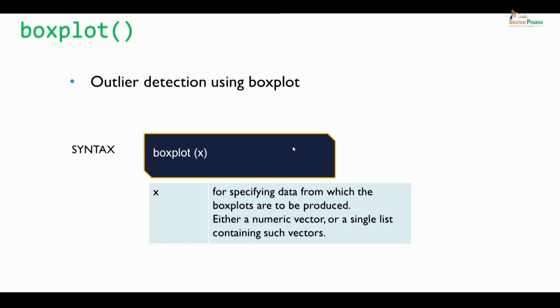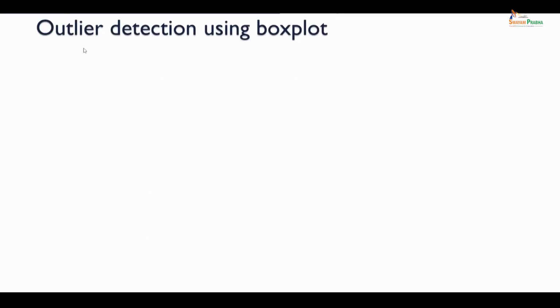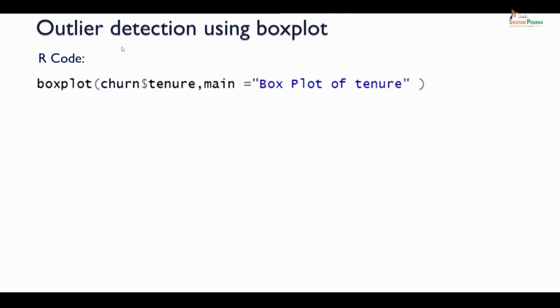So, let us see how to implement that in R. Now, we are going to see the outlier detection using box plot in R. So, the R code for that is shown below here. So, we know that boxplot is the command to detect the outlier.